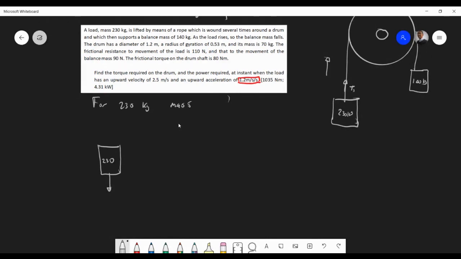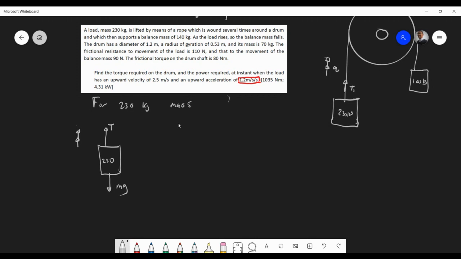Of course, it's mg. The weight is always acting downwards. We've got T1, of course, that's the tension in the rope. And we know that it's accelerating upwards, so I'll follow these diagrams concurrently. That's a, I can label it here, and we know that it's going up.